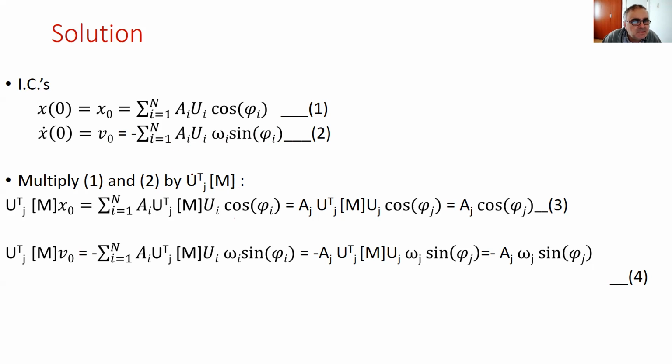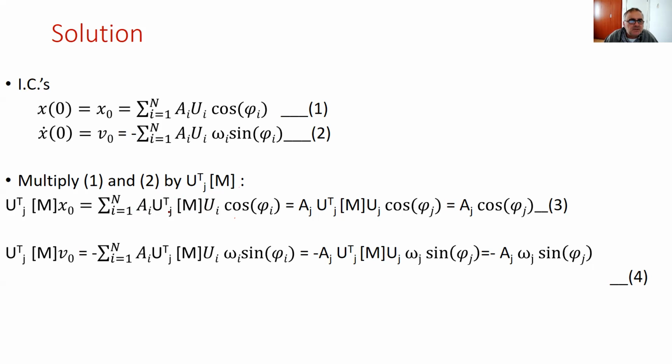Now the crucial thing is we multiply these expressions by uj transpose times M. Well, it's not very obvious, but once we do that, it will become clear. So on one side, you get uj transpose M x0 equals this thing multiplied by uj transpose M, etc. Okay. Now you have a summation here, as you see, of n terms, and we know that the eigenvectors or the mode shapes of a vibrating system are orthogonal.